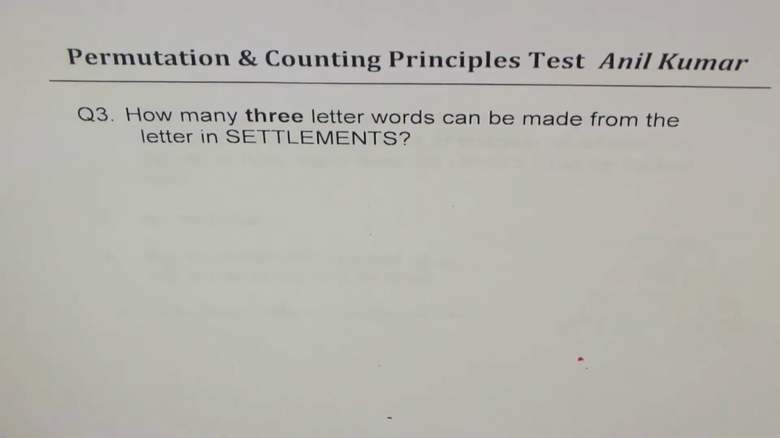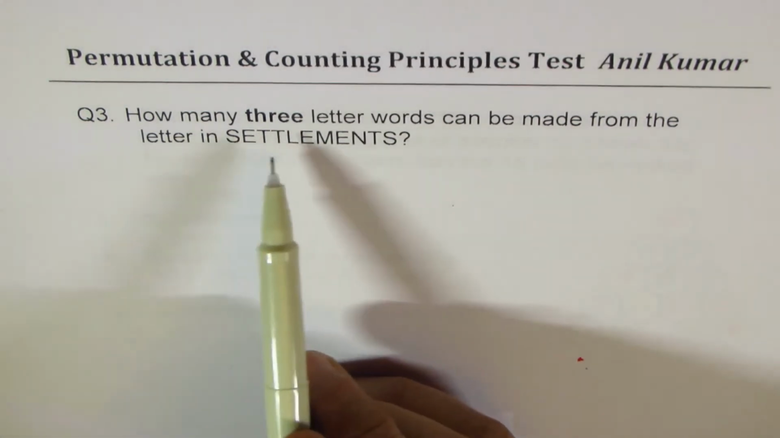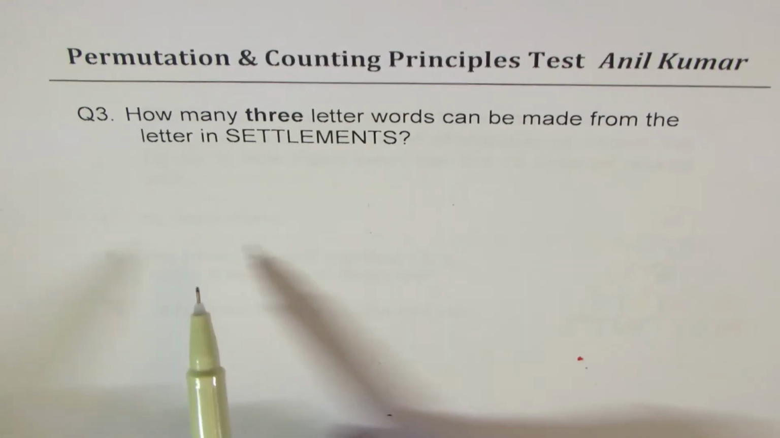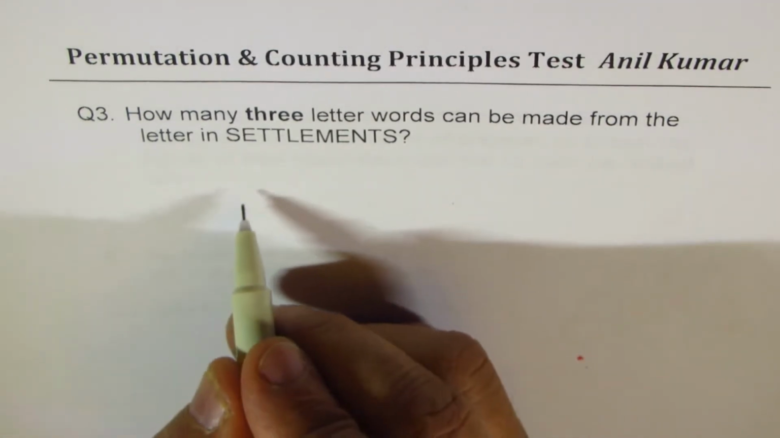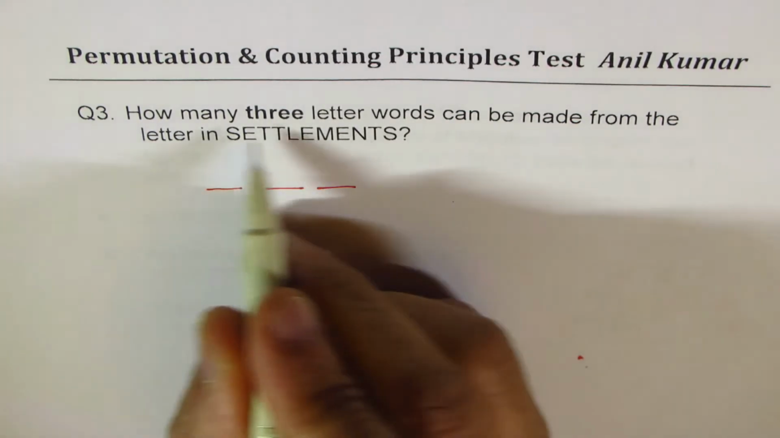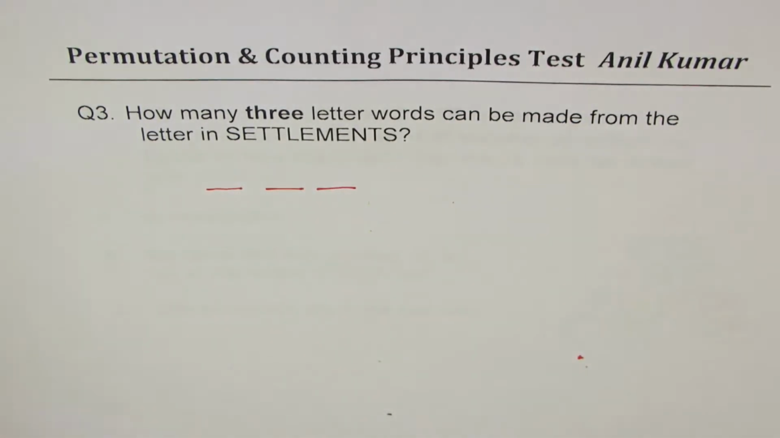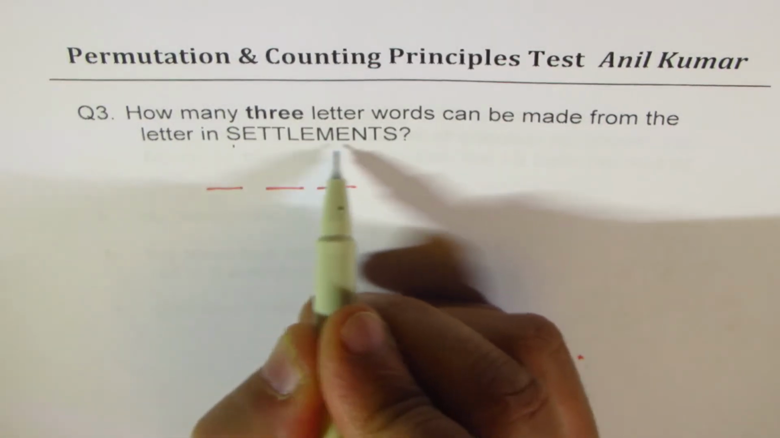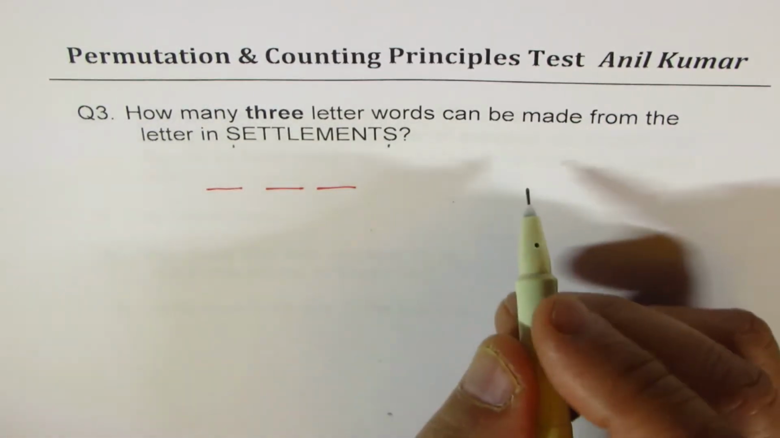Now here is question number 3. How many 3-letter words can be formed from the letters in SETTLEMENTS? So in this case, we have to make only 3-letter words. And we have all the letters in SETTLEMENTS. So let's first understand what we have. How many S's do we have? Let's write down. So let's check 1, 2. So we have 2 S's.